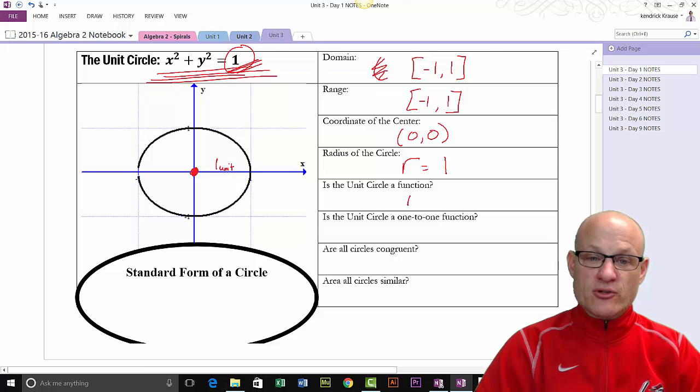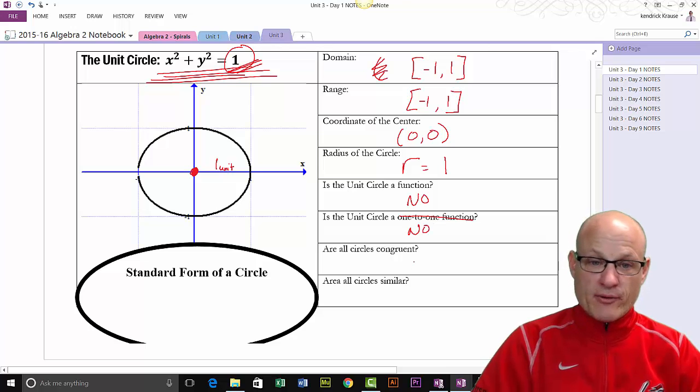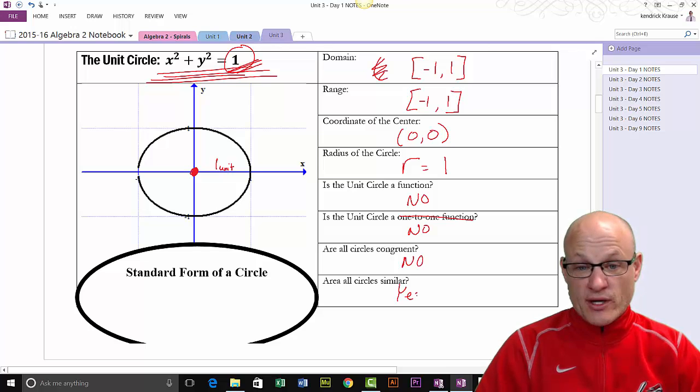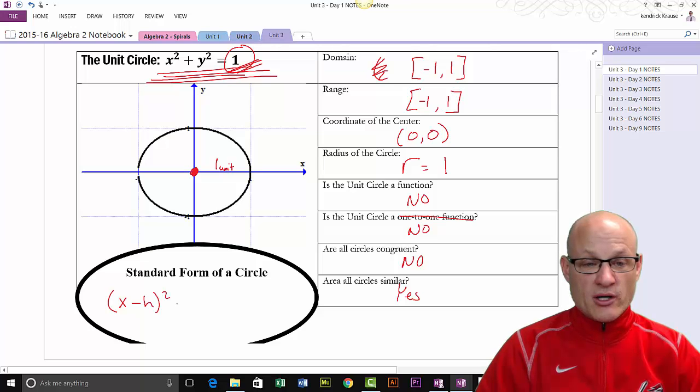Is the unit circle a function? No. You can't even ask if it's 1-to-1. You shouldn't even be asking me that. It's not a function. Can't be 1-to-1, but we'll say no anyway. Are all circles congruent? No. Are all circles similar? Let's say yes. Why not? Standard form of a circle. The standard form of a circle is (x minus h) squared plus (y minus k) squared equals radius squared, where the center is h comma k, and obviously r equals the radius.